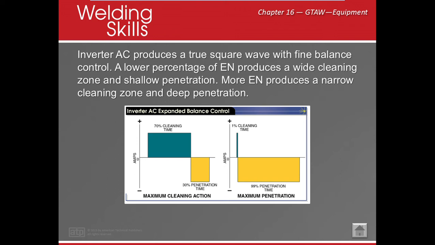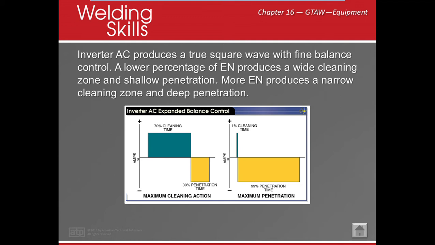Okay, so this inverter makes a true square wave, and it has really fine controls. Okay, I can go from 1% cleaning to 99%. Okay, pretty cool, right? So we're also able to use a smaller tungsten. Okay, and sometimes in certain procedures, there's a maximum cleaning time that I can have, so I can have a correct penetration in the weld. Okay, usually this is going to happen when we have a contract for aerospace or really mission critical parts.